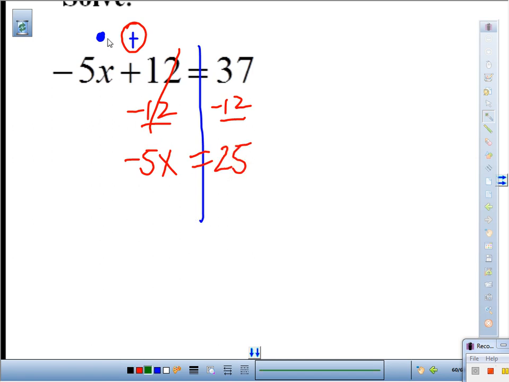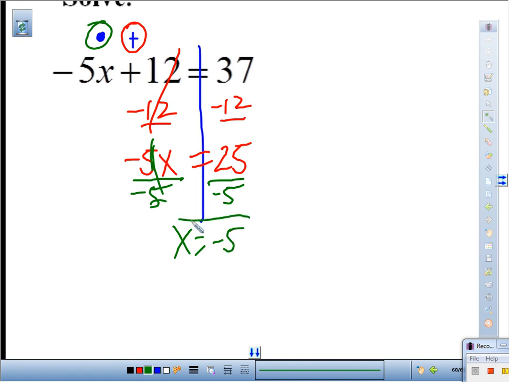From there, what is the other operation? Multiplication. What is the inverse? Divide by negative 5, divide by negative 5. x equals negative 5. You good? All right, copy that one, and I'm going to send you another one so that you can work on the other one, but copy that one so you can have it as a sample.